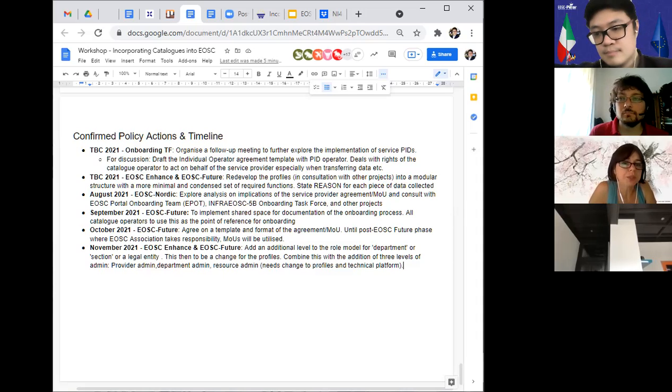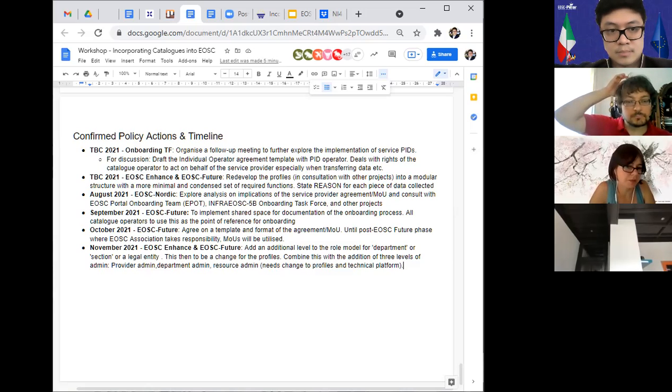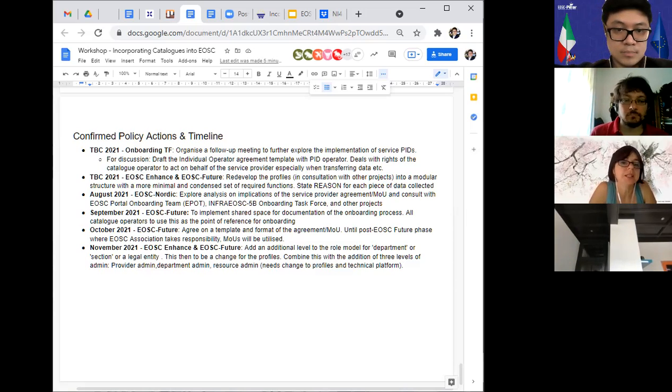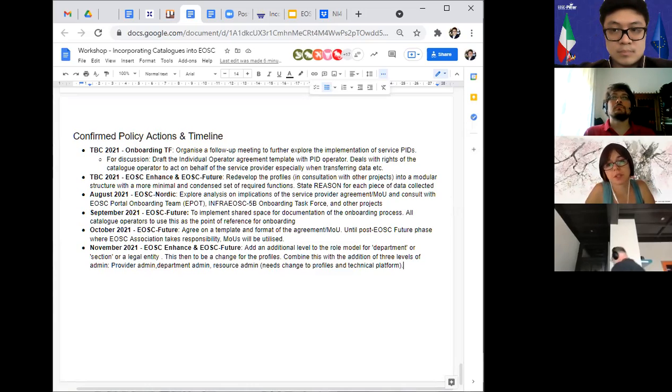So the October action will be to agree on a template and the format of this agreement that will be used until the end of EOSC Future. And last but not least, the action for November is to modify the template to include an intermediate level between the legal entity and the actual people who will onboard services for large organizations. Of course, this won't change anything for a small service provider, but it will simplify and make more transparent the process for bigger institutions. And I think this is all, which is quite a lot of stuff, actually.